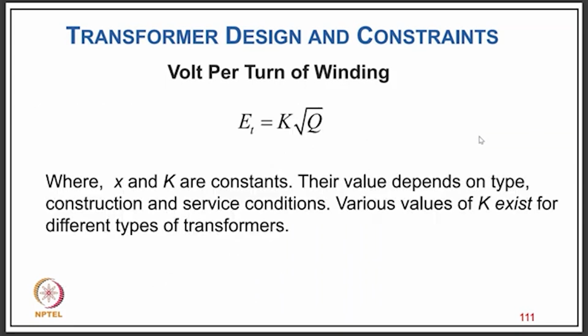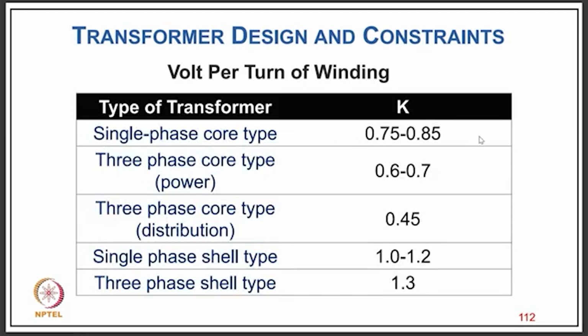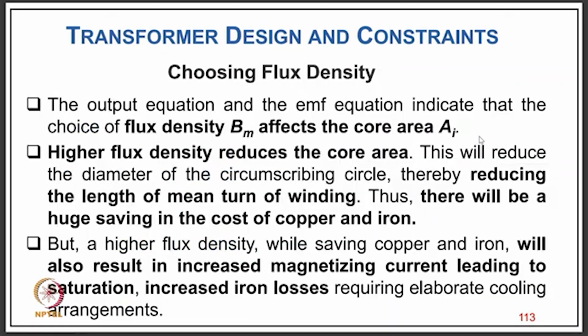Now, the volt per turn rating ET equals K under root Q, where X and K are constants. Their value depends on type, construction, and service condition. So various values of K exist for the different types of transformer. As you can see here, the volt per turn factor: single phase core type K varies from 0.7 to 0.85, three phase core type power transformer it varies 0.6 to 0.7, three phase core type distribution transformer is 0.45, single phase shell type is 1 to 1.2, and three phase shell type it is of the order of 1.3. So this is the value of K which relates the output kVA rating with the volt per turn, that is ET equal to K into under root Q.